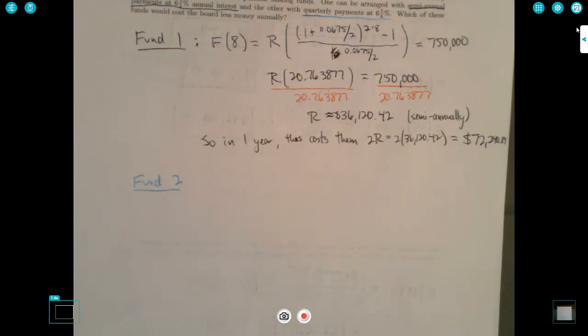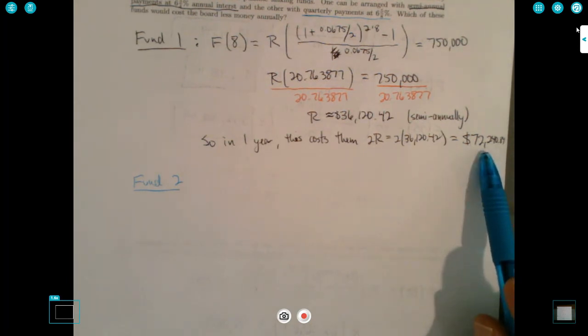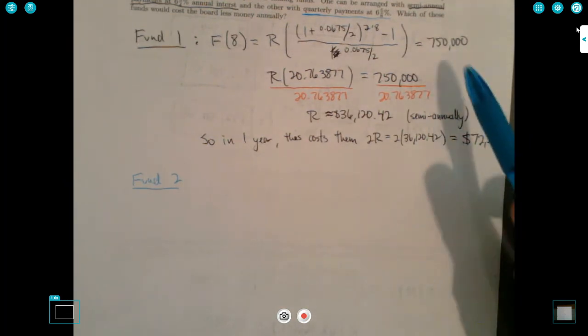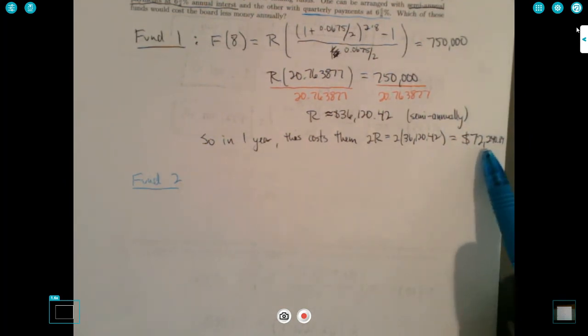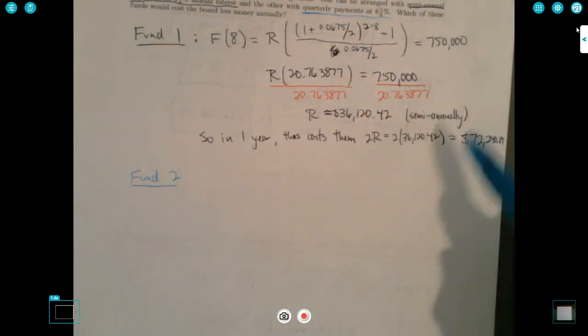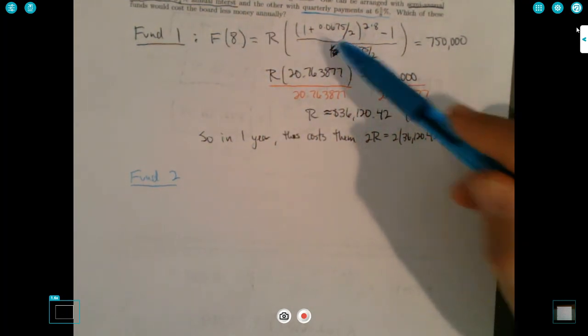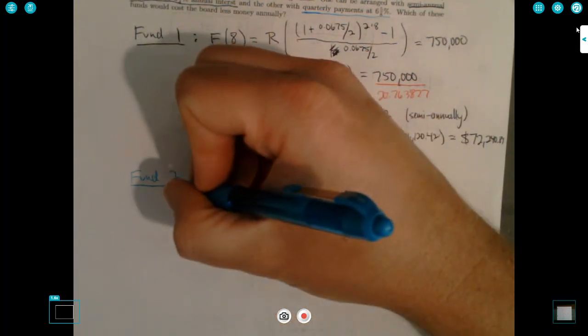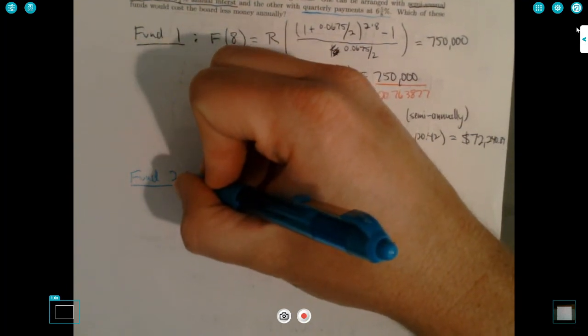$72,240.84. That's how much Fund 1 would cost them. Now, if they put that much in there each year, then at the end of 8 years, they're going to have $750,000, which is pretty good, right? Because even if they did this for 10 years, if they just stuffed the money under their mattress, that would still only be $720,000. But in 8 years, they're going to get all the way to $750,000 because they've invested it in that sinking fund.